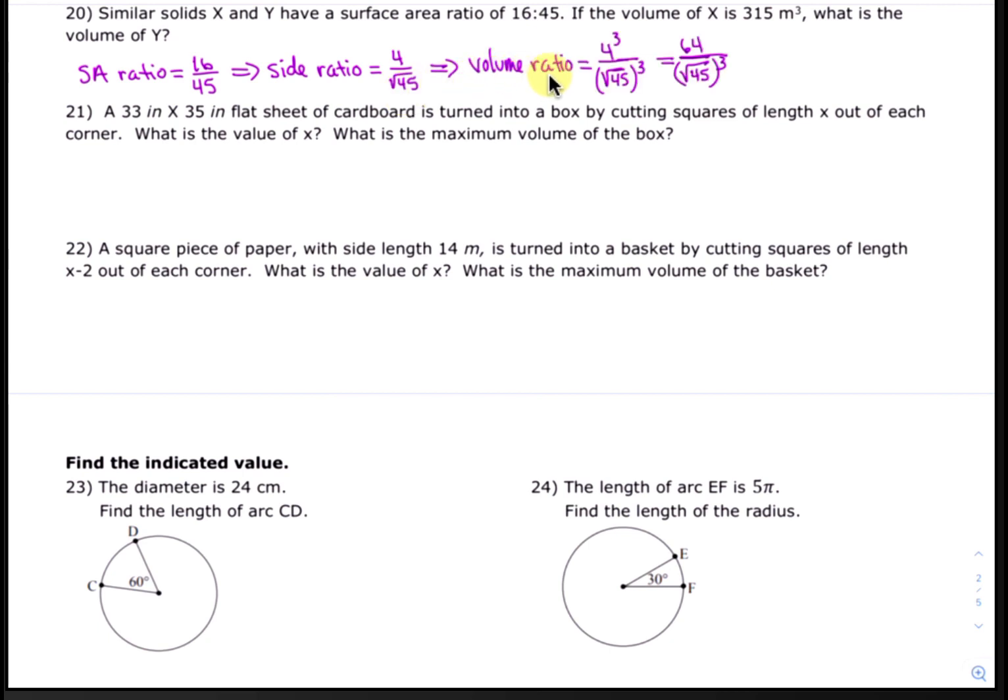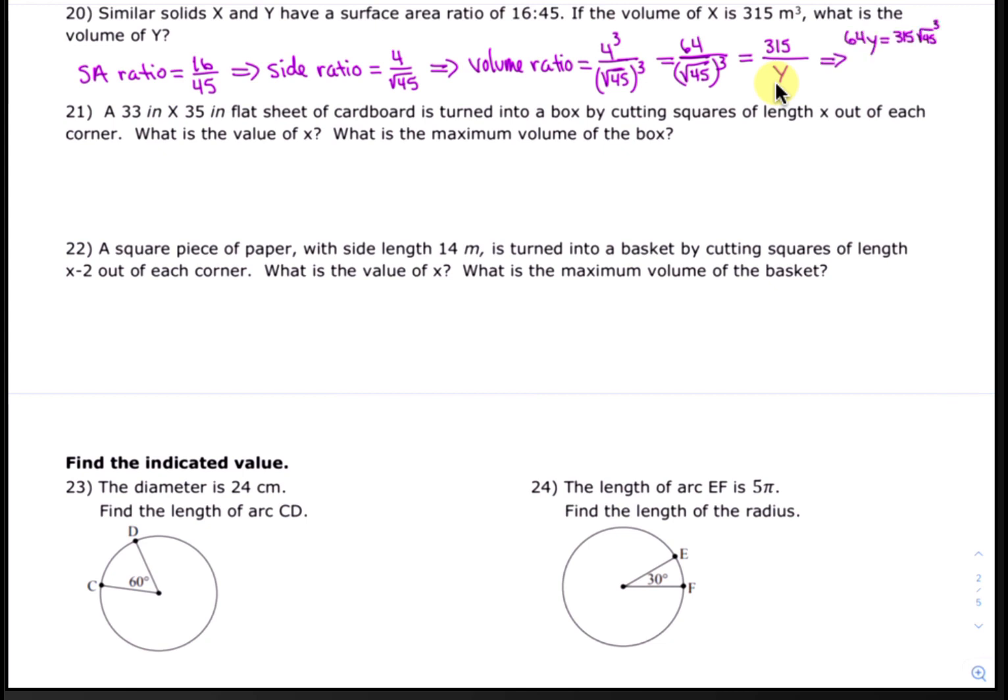Now to get the volume ratio, volume is three-dimensional, so we take the one-dimensional ratio and cube everything. So 4 cubed goes on the top, and the square root of 45, all cubed, goes on the bottom. So 4 cubed happens to be 64, and then on the bottom we just leave it as square root of 45 all cubed. We now can set that equal to the volume of X being 315 divided by the volume of Y, which is what we're trying to find.